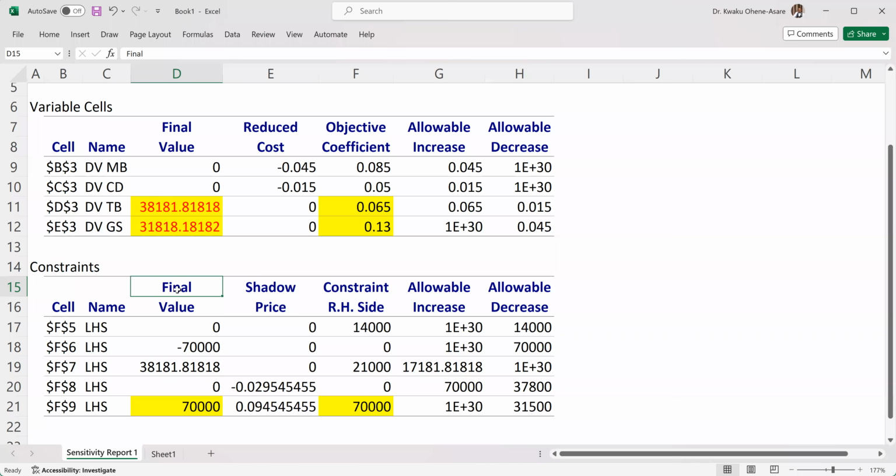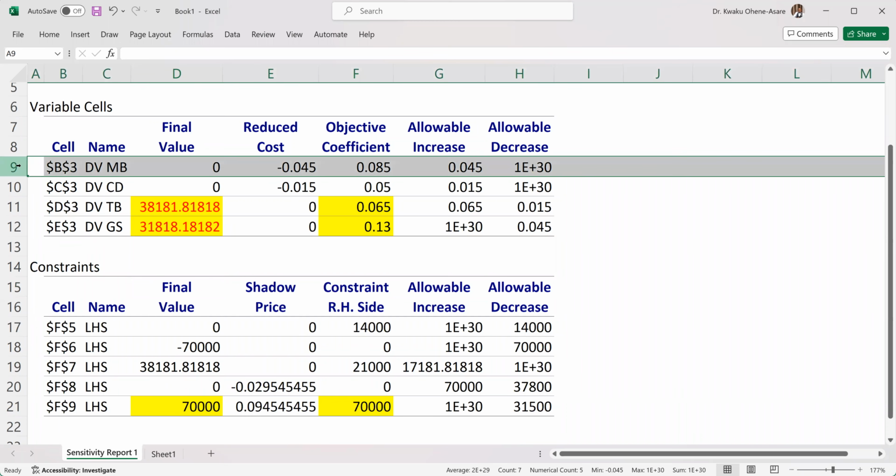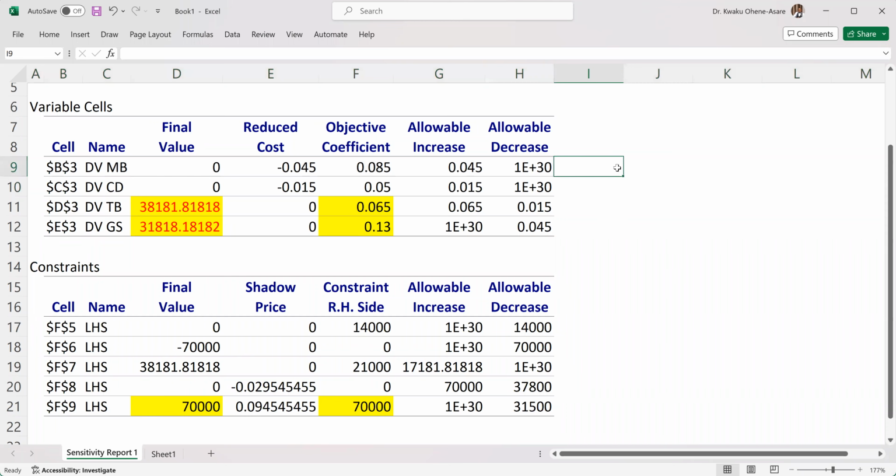Okay. So who can tell me the sensitivity range for municipal bonds? By the way, that is this row here. How do you compute that? Okay, so this is how you do it. First thing you do, let me just move to this side. You take the coefficient, which is 0.085.